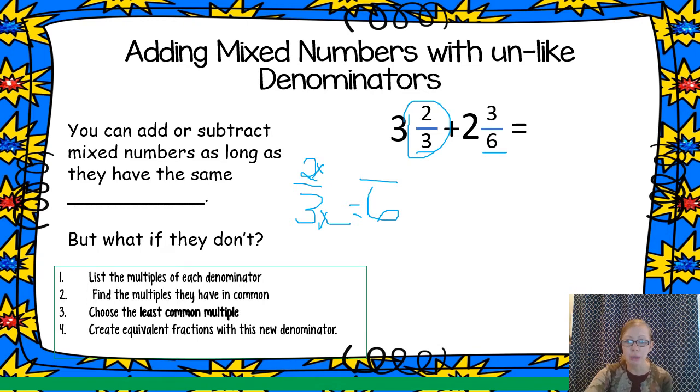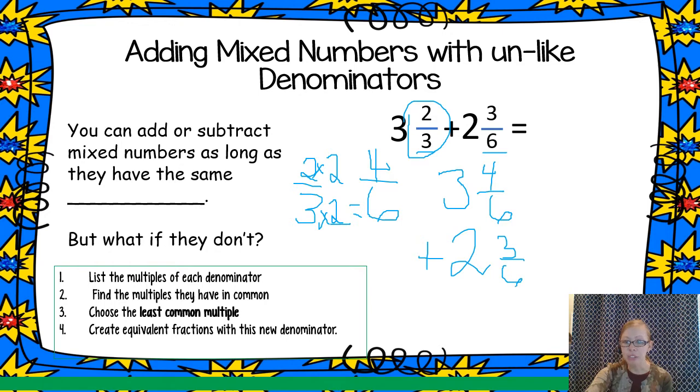So 3 times 2 equals 6. So I'm going to multiply the numerator times 2 as well. 2 times 2 equals 4. So I know that my mixed number will be 3 4/6. Now, when I'm adding mixed numbers, I like to rewrite the problem so that it is stacked vertically. That helps me keep everything organized. So I'm going to rewrite here 3 4/6 plus 2 3/6.